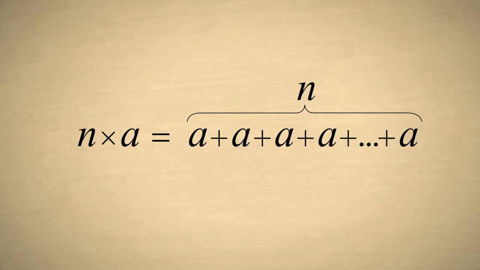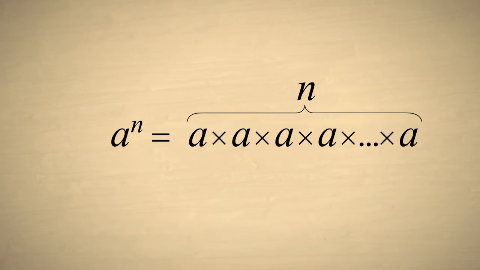Just as multiplication is shorthand for repeated addition, exponentiation is shorthand for repeated multiplication. A raised to the nth power is the same as multiplying n a's together. To write a raised to the nth power, we write the number a, which is called the base, with a small superscript n, which is called the exponent. This forms an exponential expression.